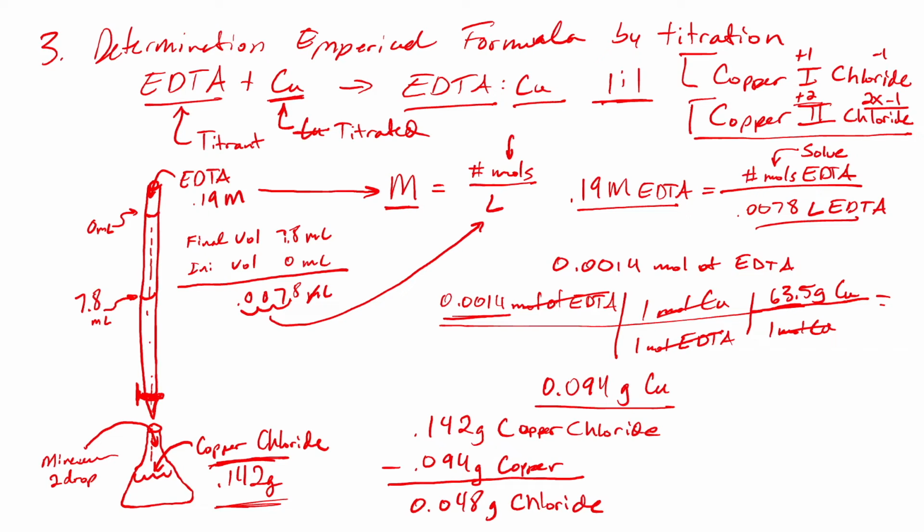And so now all I need to do is convert the grams of chloride to number of moles of chloride. So that's easy. I have grams of chloride, and for every 1 mole of chloride, I have 35 grams of chloride, I think. 35.5? I can't remember. Let me look. I forget now. It'd be nice to have a periodic table in my office somewhere, but I don't.